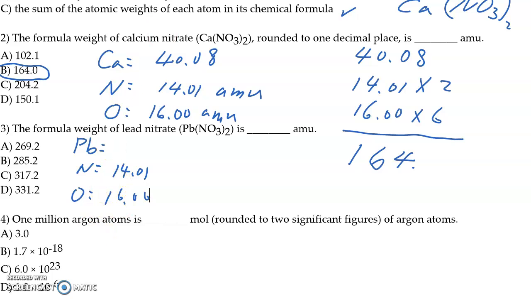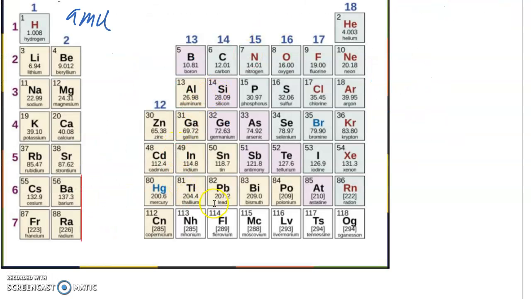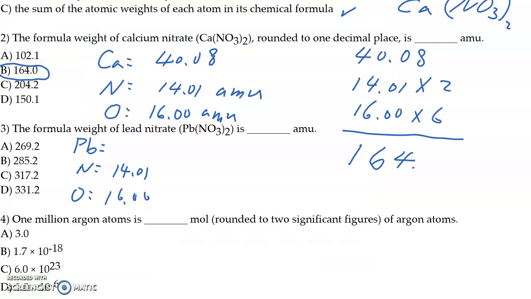So let's look for lead, that is Pb. Pb is over here, it is 207.2, 207.2. So let's write that down. That is 207.2. Now we are going to do the similar calculation.